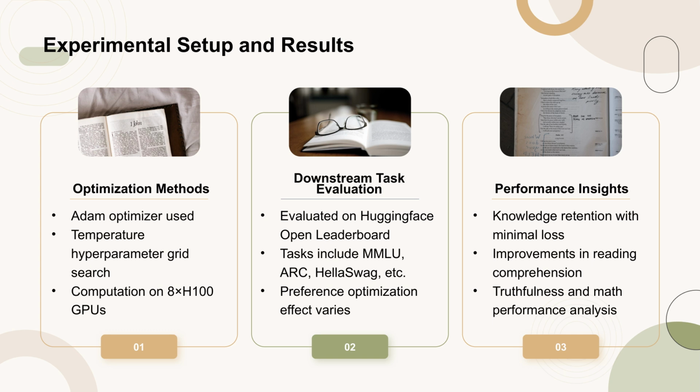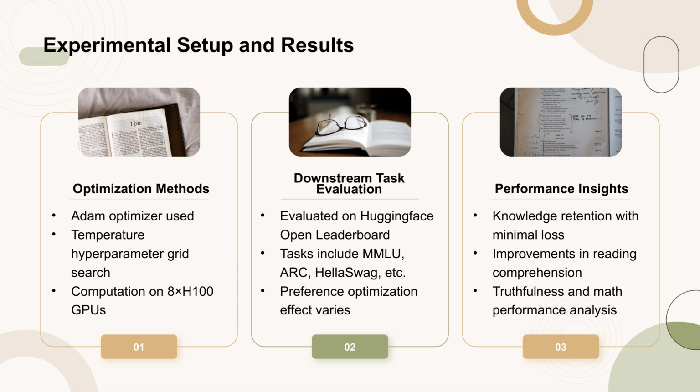For downstream task evaluation, models were assessed on the Hugging Face Open LLM Leaderboard across various tasks such as MMLU, ARC, and HellaSwag. The authors observed that the effect of preference optimization varied across tasks. They found that knowledge was largely retained with minimal loss, reading comprehension and common sense reasoning improved, and there was a consistent improvement in truthfulness. However, math performance on GSM-8K showed drops for most methods except ORPO, which retained performance due to its supervised fine-tuning loss.